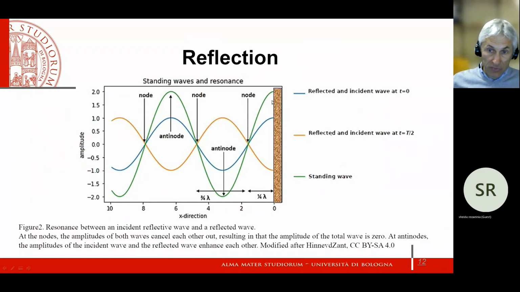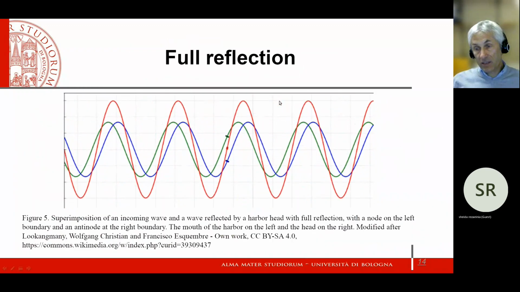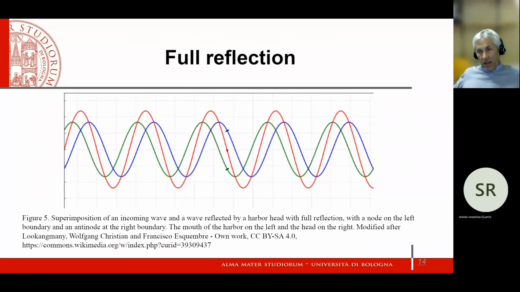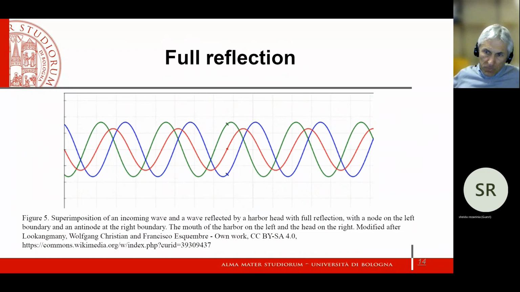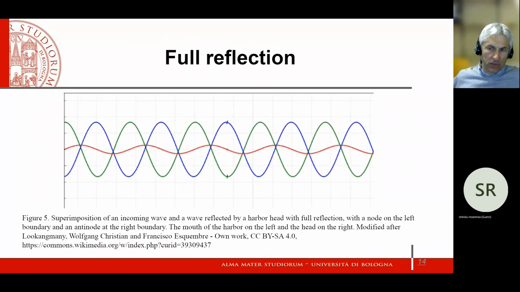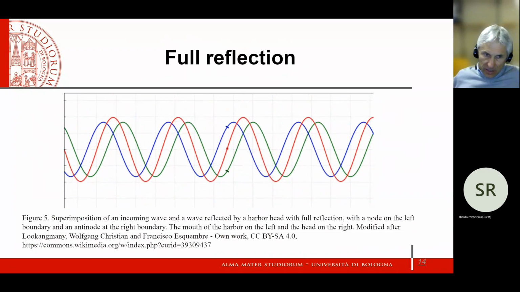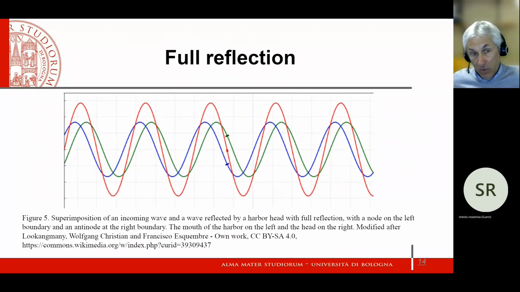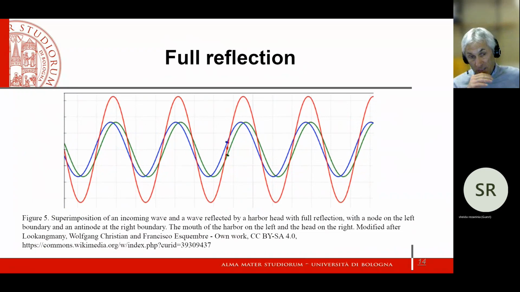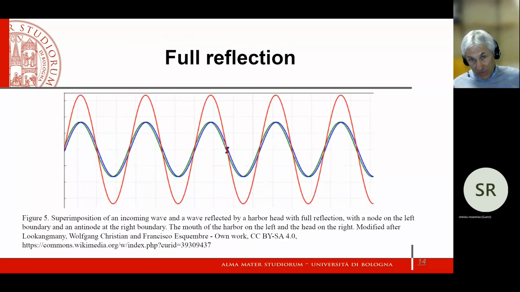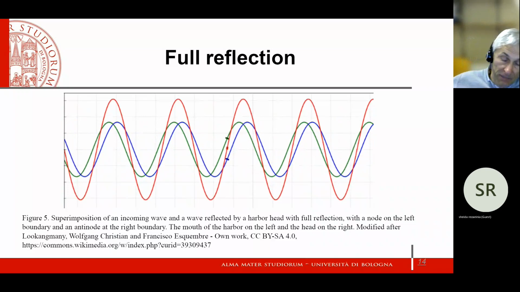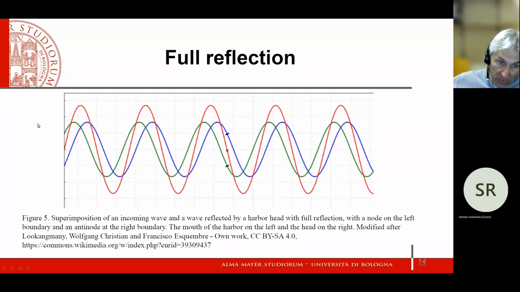Now, you can see from this figure that at the wall, at the head of the harbor, you have an antinode, which is also shown here. You see on the right, there is the head of the harbor, and there is an antinode. You have the max in the fluctuation. In the mouth of the harbor, on the left, there is a node. And why is there a node instead of an antinode? Because at the mouth of the harbor, you have a reflection with opposite phase.